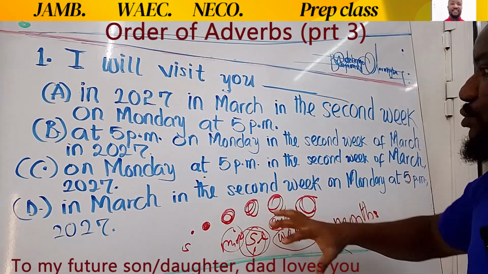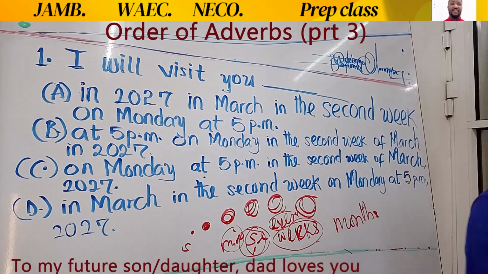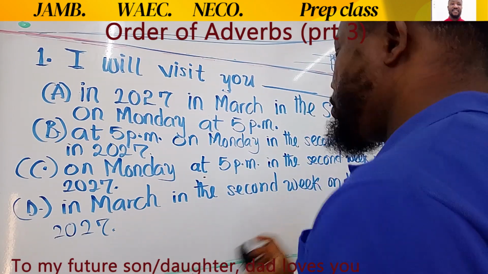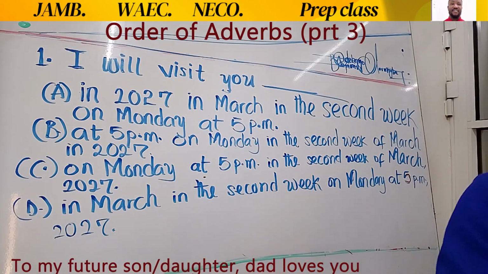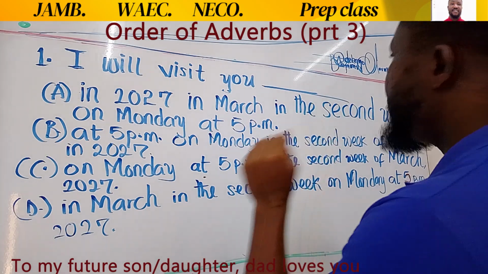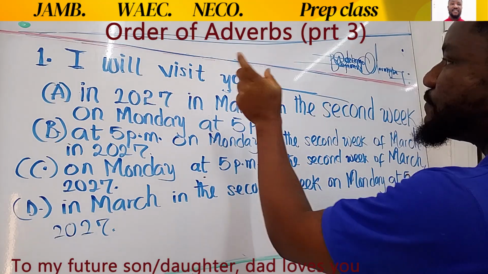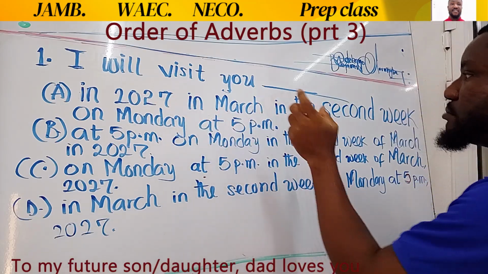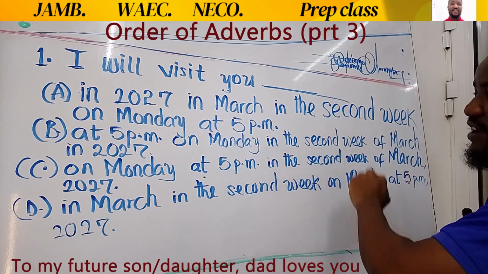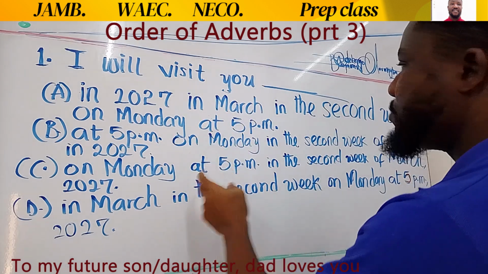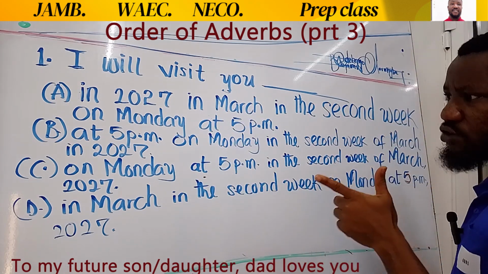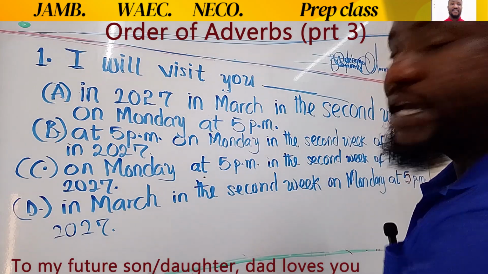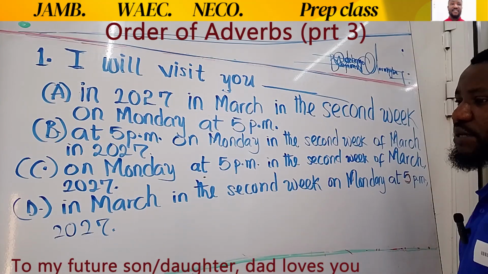And we're going to use this question to analyze that principle. So let's take the question. Remember, you have to move from specific to general. That is what the rule states. The question says, I will visit you, dash. Option A, I will visit you in 2027 in March in the second week on Monday at 5 p.m. Option B, at 5 p.m. on Monday in the second week of March in 2027. C, on Monday at 5 p.m. in the second week of March 2027. D, in March and the second week on Monday at 5 p.m. 2027.